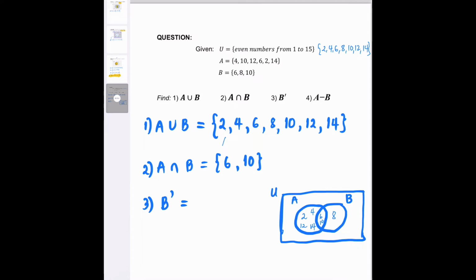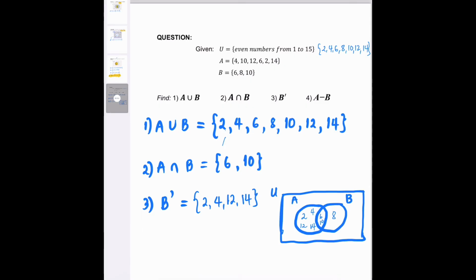Now, not B, or B complement. Definitely we're looking at the elements that do not belong to B. Very obvious that from there, you can see we have 2, 4, 12, and 14. Obviously, 8, 6, and 10 still belong to B, especially 6 and 10. 6 and 10 belong to set B, so we don't include them.